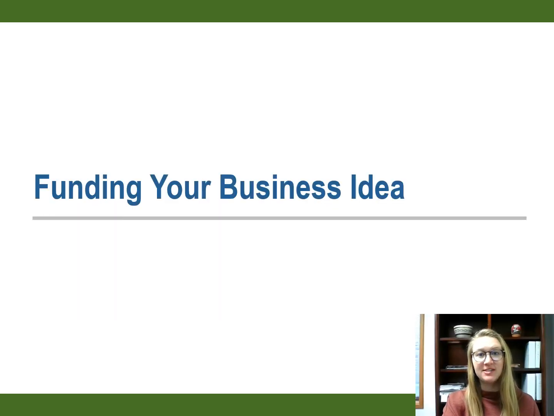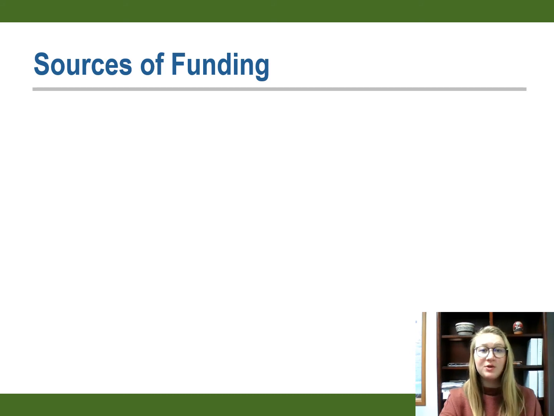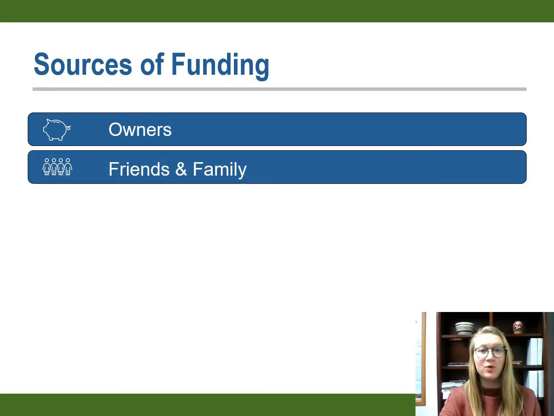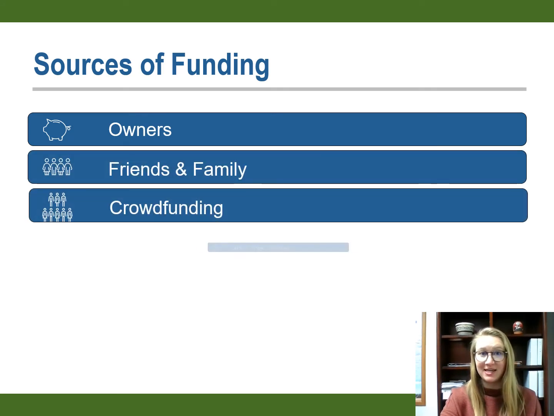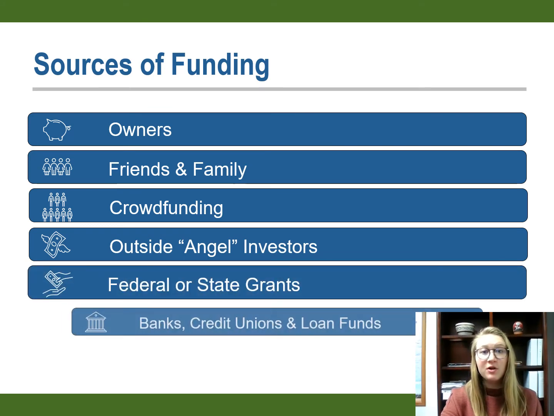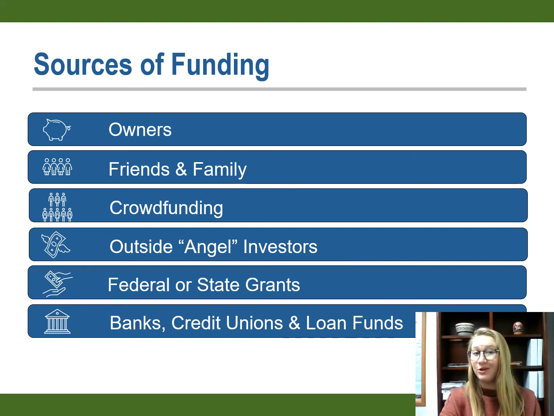Now we're going to look at the different types of funding you can use to launch or expand your business. The funding you need to start or expand your business idea might come from a variety of different sources. The business owner or owners, friends and family willing to loan the owner's money or invest in the business, crowdfunding, outside angel investors, federal or state grants, though these are few and far between, and banks, credit unions, and nonprofit loan funds like RCAC and NADC.